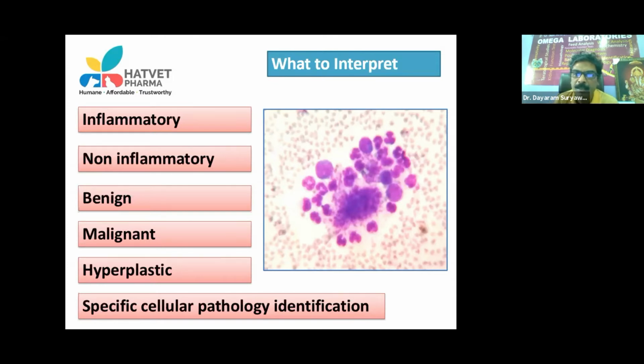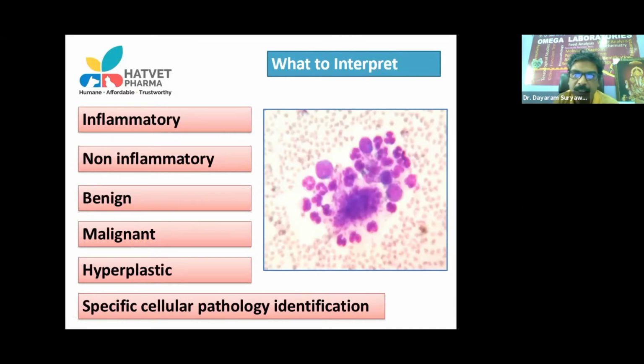So here, if you see, you can see one of these smears, the cytology. Here you can see a mixture of everything. In the central portion are the neoplastic cells, surrounded by some neutrophils, and some RBCs are also there. So it is a mixture of the whole thing. So it is inflammatory plus neoplastic. Such types of things can be observed while doing cytology.